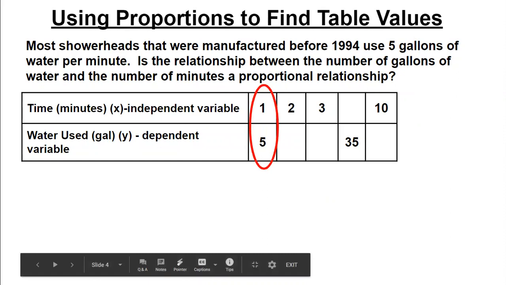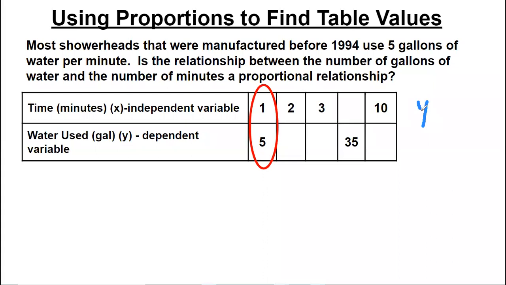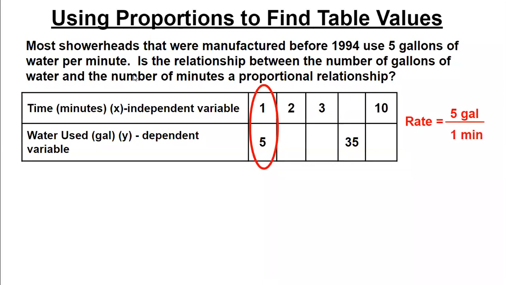So there is our rate, 5 over 1. Remember, the unit rate is where the bottom number is a 1. So it's always y divided by x. Let me get my annotate here. So y divided by x is 5 over 1. The unit rate is where the bottom number is 1, so the unit rate happens to be 5, 5 gallons per minute. So let's clear here. We're going to use that rate, 5 gallons per 1 minute, and fill in the table.